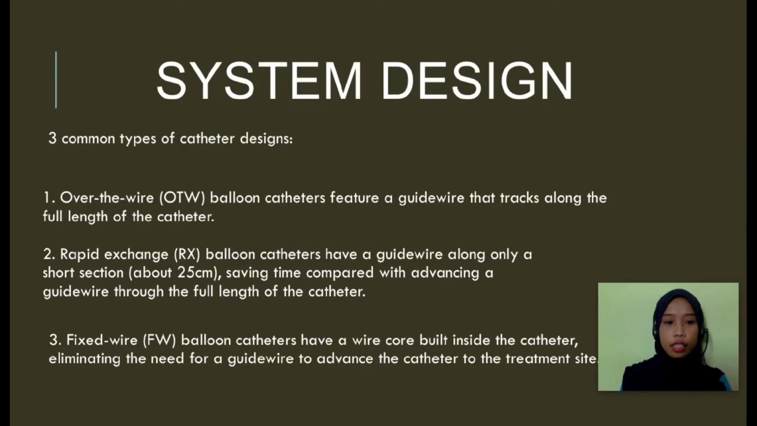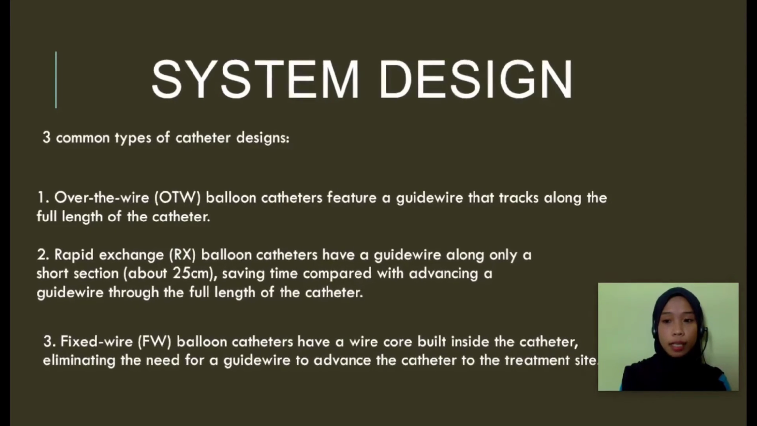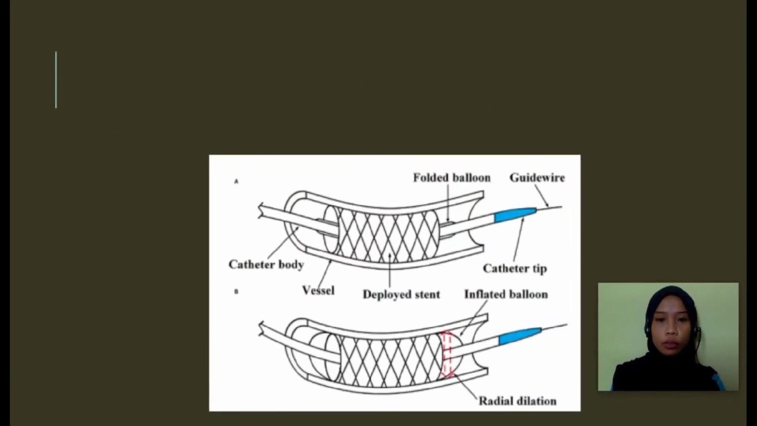The third is fixed wire. Balloon catheters have a wire core built inside the catheter, eliminating the need for a guide wire to advance the catheter to the treatment site. So we go to the next. There is an A and B image.